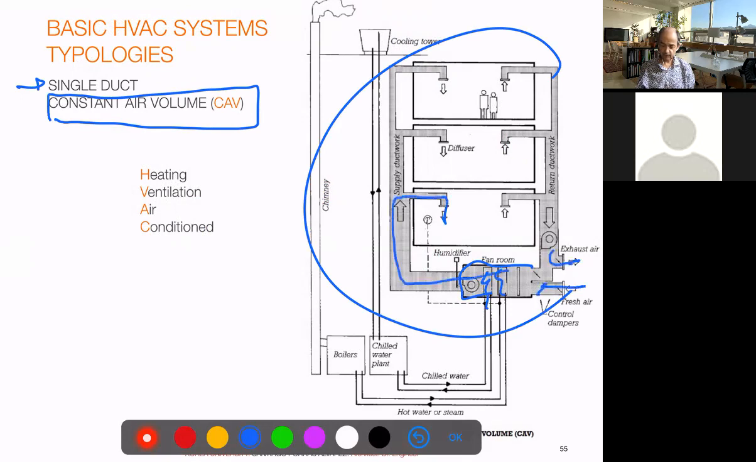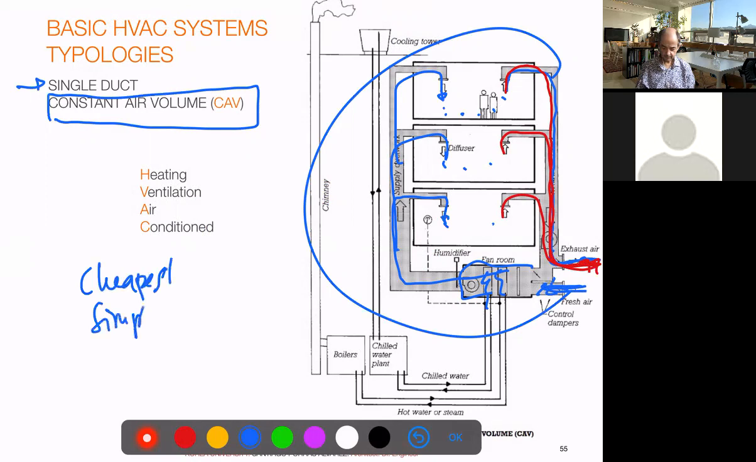It's just one pipe which provides the same amount of air, at the same temperature, to all rooms. And once it is used, it is collected and taken back to the exterior, and lost. So this is the cheapest, the simplest, but surely not the best. You know, this is a waste.